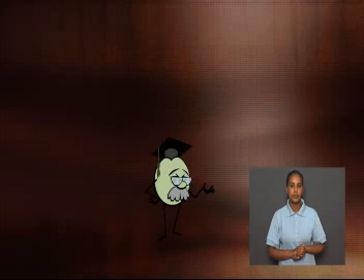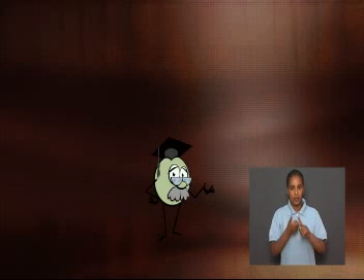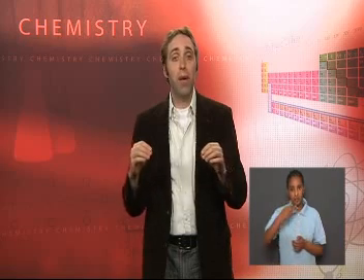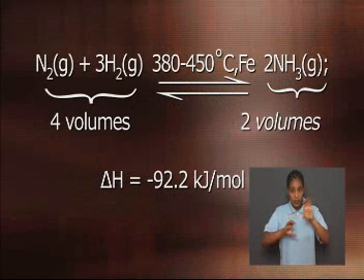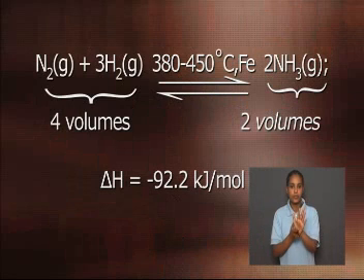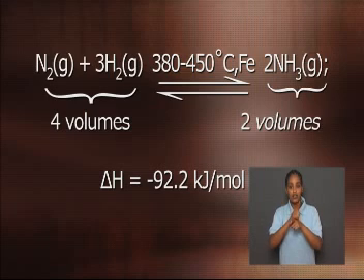Time's up. Let's get back to our lesson. Hello again, students. Ammonia is prepared industrially with hydrogen and nitrogen using the Haber process. The balanced chemical equation for the reaction looks like this. Please compare your answer to the one on the screen to make sure you are correct.